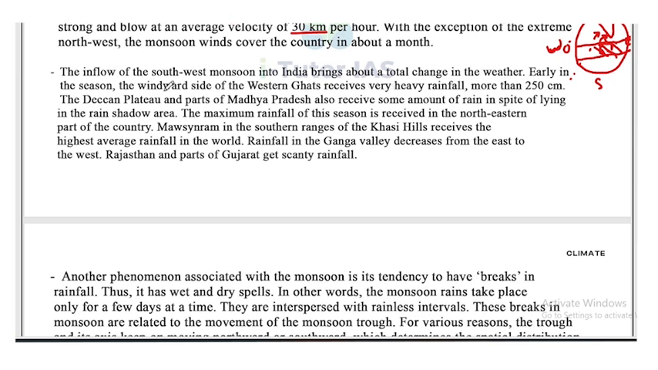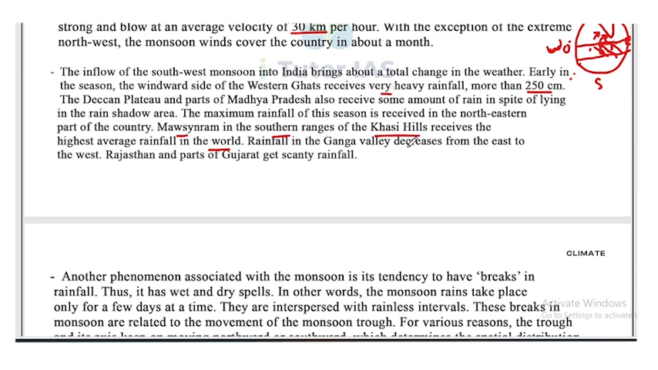Early in the season, the windward side of the Western Ghats receives very high rainfall, more than 250 cm. The Deccan Plateau and parts of Madhya Pradesh also receive some amount of rain in spite of lying in the rain shadow area. The maximum rainfall of this season is received in the northeastern part of the country. Mizoram in the southern range of the Khasi Hills receives the highest average rainfall in the world.